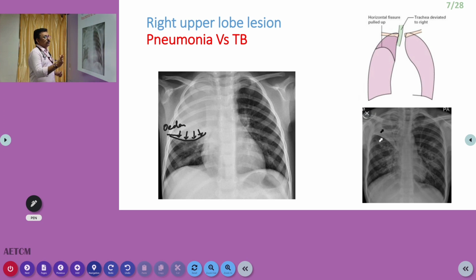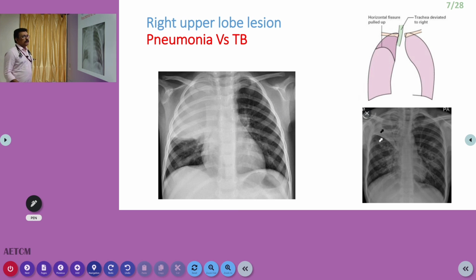But suppose it's a tuberculosis lesion, most of the tubercular lesions are chronic and they produce loss of lung volume, and the interlobar fissure may go upwards. That we can see in the next X-ray. So this looks like an upper lobe consolidation.